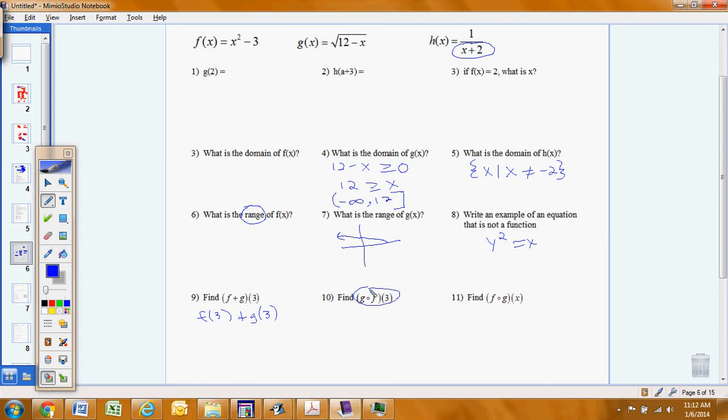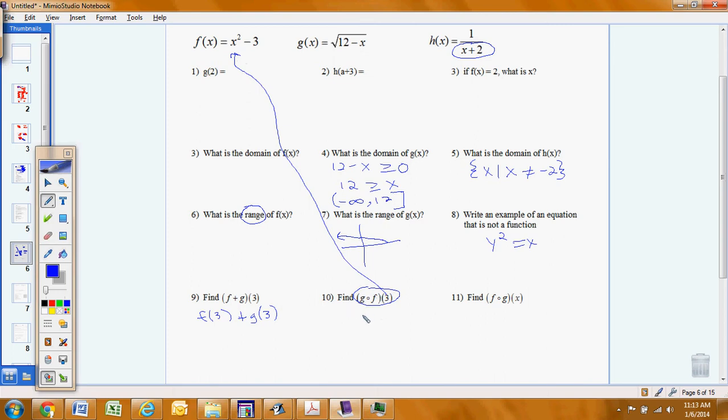This is read g of f of 3. Now just to remember, where does the 3 go first? The 3 goes into the second one written first. So the 3 would go into the f function first. So if we plug 3 into this f function up here, we get 9 minus 3, which is 6.